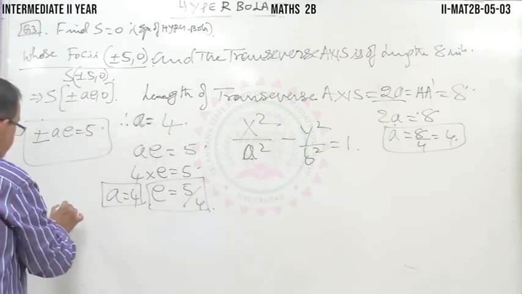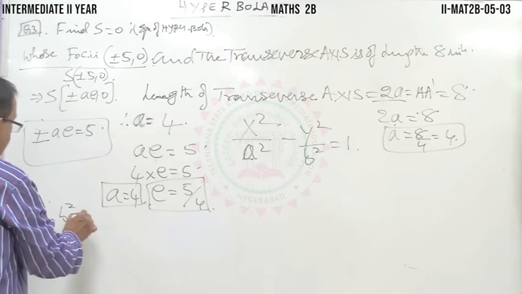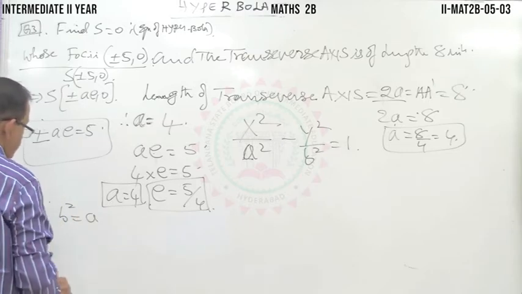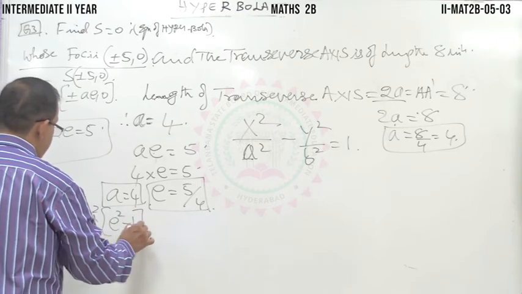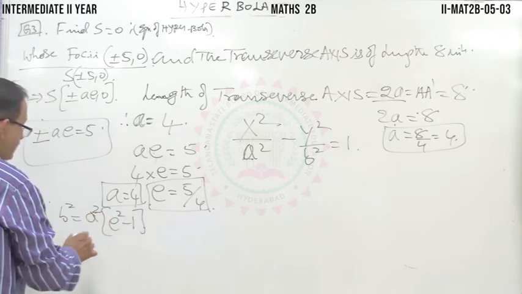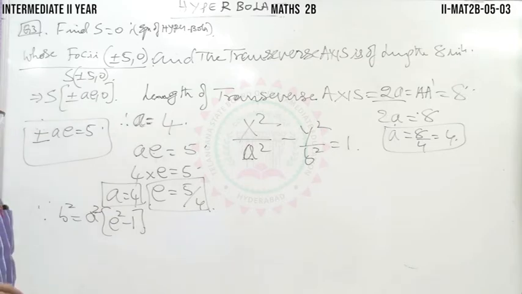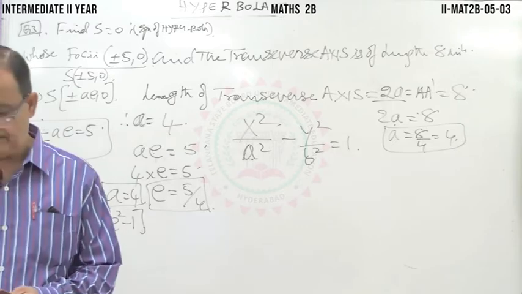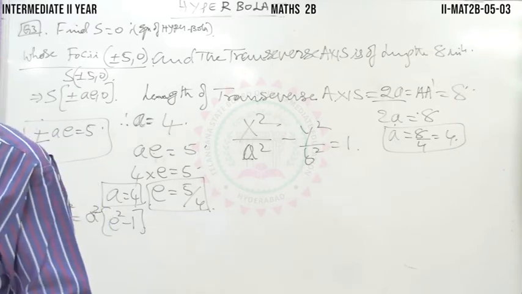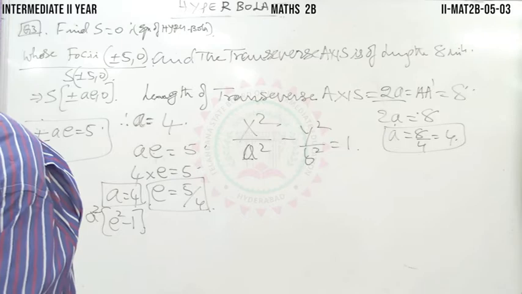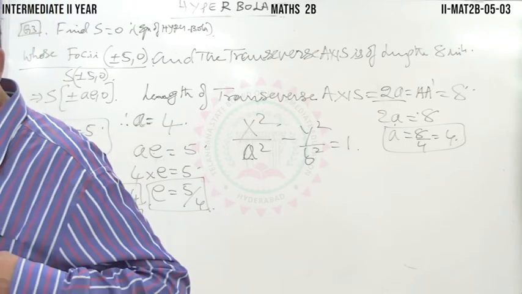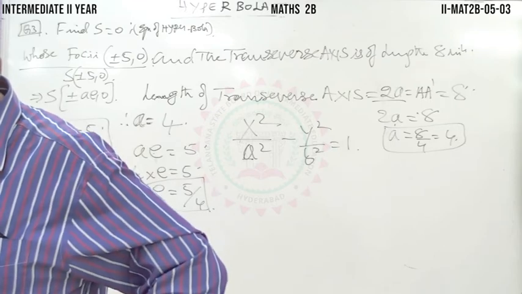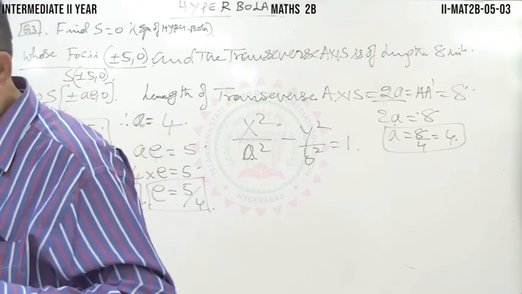So to find B, we have B square is equal to A square into E square minus 1. This is the formula. With the help of eccentricity, we find it out. So as you know, B square can be rewritten in this form so that we can find A square, B square as well as the hyperbola's equation. Let us see.